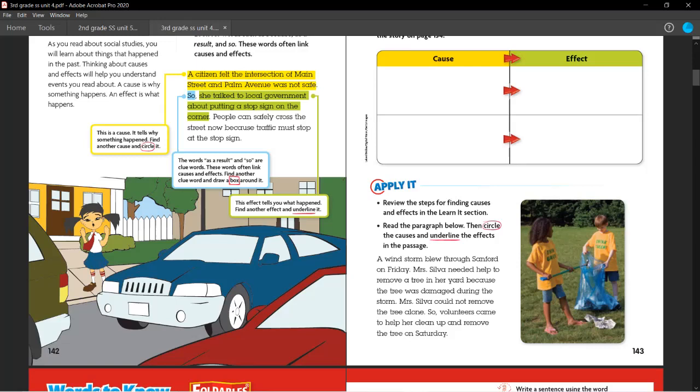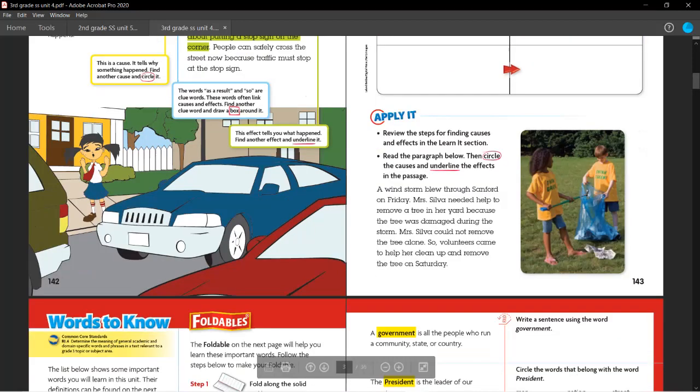The next cause was she couldn't remove the tree alone. She needed help with the tree. The result or the effect was that volunteers came to help her.